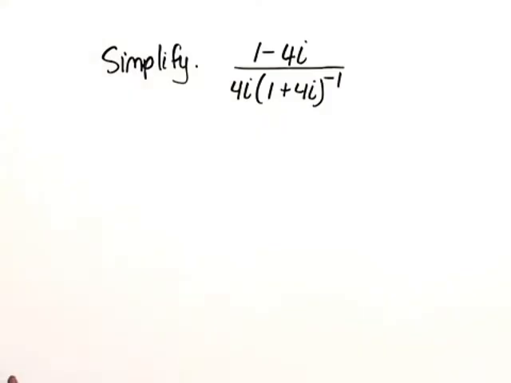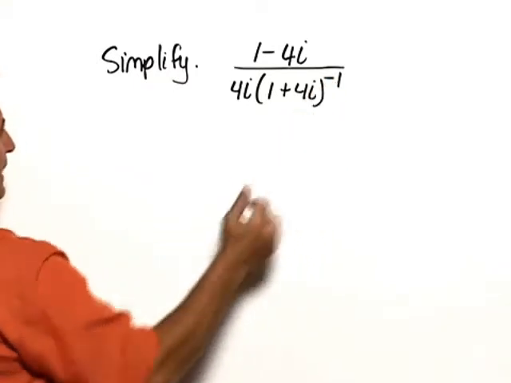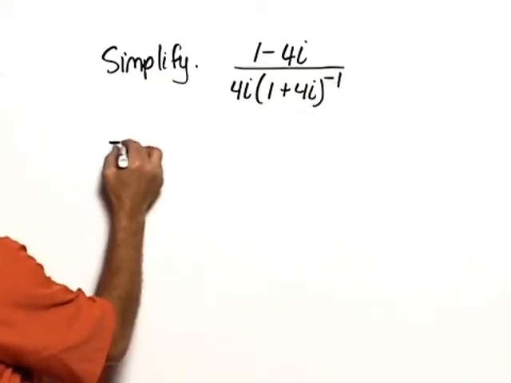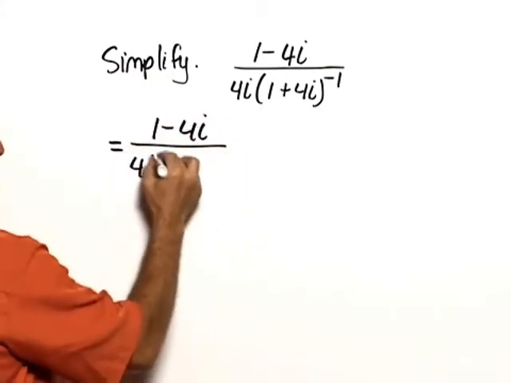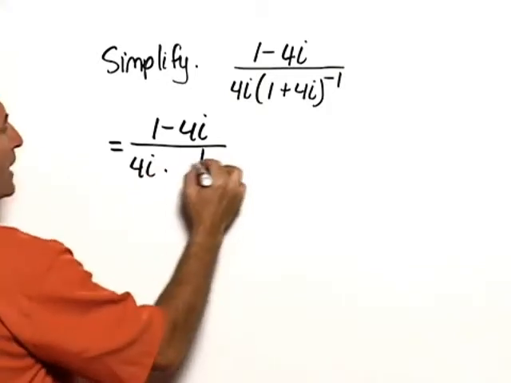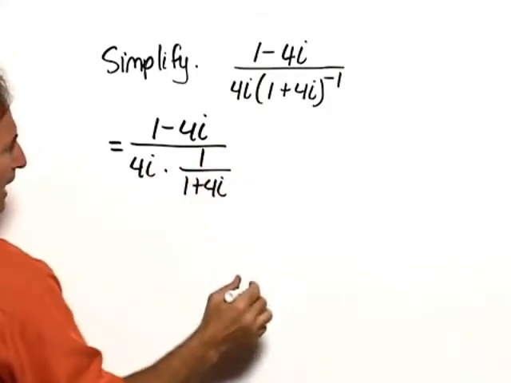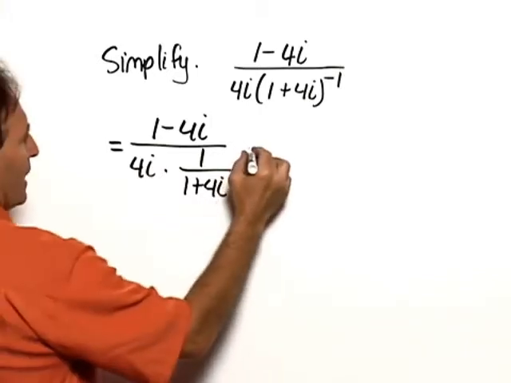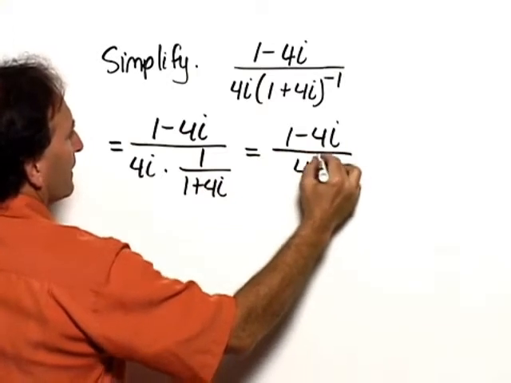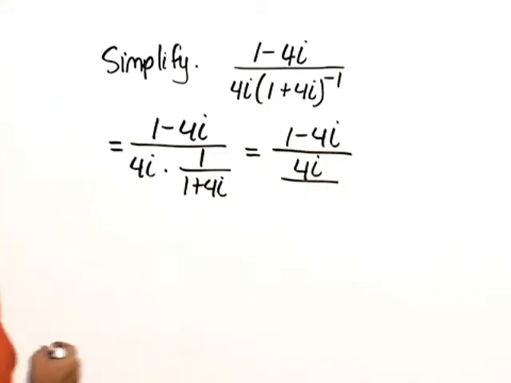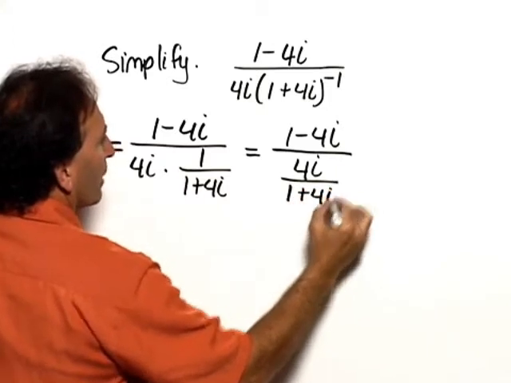Simplify. 1 minus 4i, all divided by 4i times the quantity 1 plus 4i raised to the negative 1. Let's begin by dealing with the negative exponent and rewriting this expression as 1 minus 4i in the numerator, the 4i in the denominator times 1 over 1 plus 4i. Then simplifying the denominator a little bit, the numerator is still 1 minus 4i. In the denominator, we get the fraction 4i over 1 plus 4i.